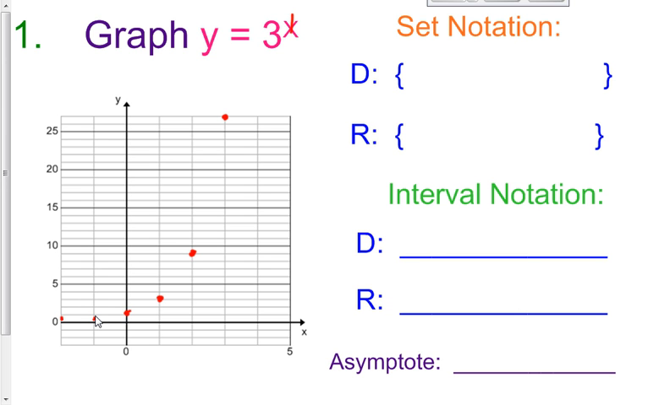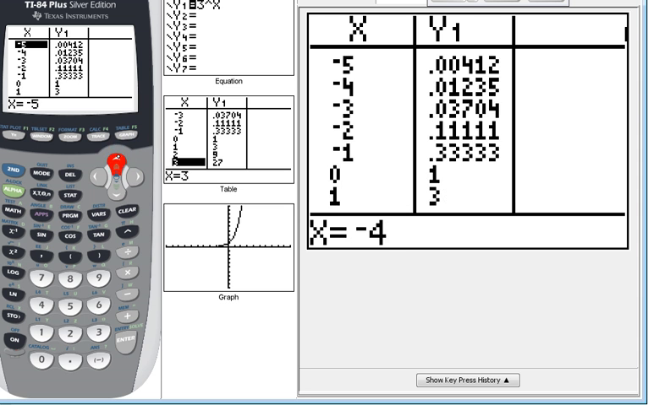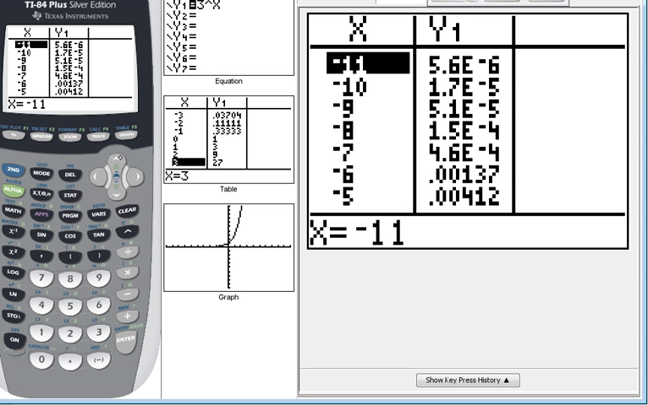So here's what my graph is going to look like if I could connect these dots here. Like this, and then it goes up and to the right like this. As you can see here by looking at our table, if you keep on going negative, so negative 3, then negative 4, negative 5, negative 6, negative 7, so on and so forth, notice how it gets very, very small. I mean, at negative 10, it's 1.7 times 10 to the negative 5th. That's a very small number.